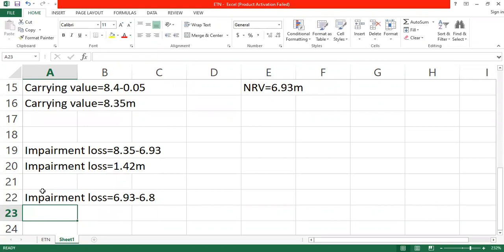So what is the difference from here? 0.13. So this will be impairment on a subsequent measurement. The 1.42 was the initial measurement impairment, and the subsequent measurement will give us 0.13 as impairment. Are we okay? Basically, that is all.